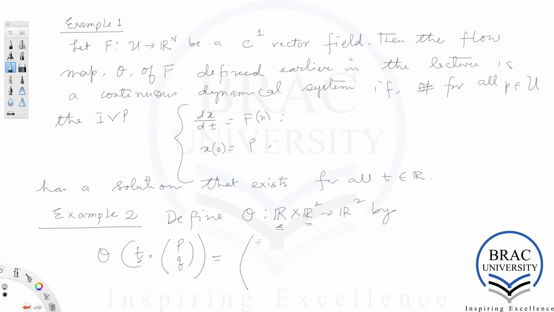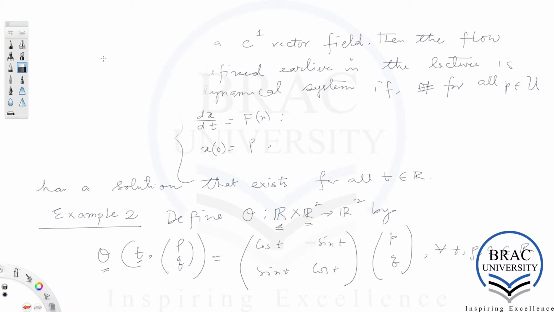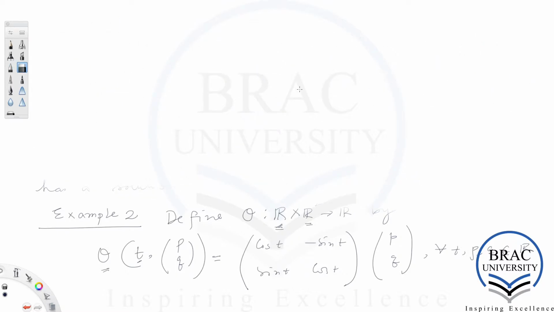It is defined by the matrix cosine t, minus sine t, sine t, cosine t. This matrix is going to act on this vector pq. This is how this dynamical system is defined. We are yet to verify that it's indeed a dynamical system for all t, pq in R2. Okay, now we need to verify that theta is indeed a dynamical system. Let's do it.